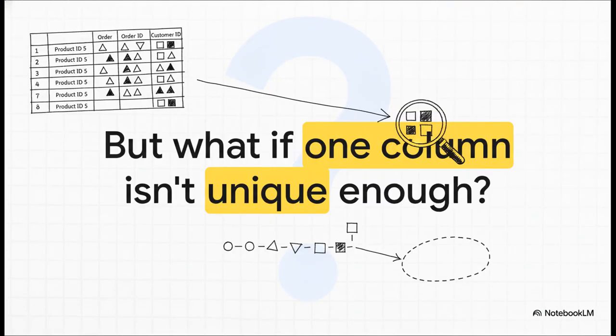But here's a common architectural problem you're going to run into. What happens when one column just isn't unique enough on its own? For example, say you've got a table of order items. Well, product ID number 5 might show up in hundreds of different orders. So how do we pinpoint one specific item in one specific order?